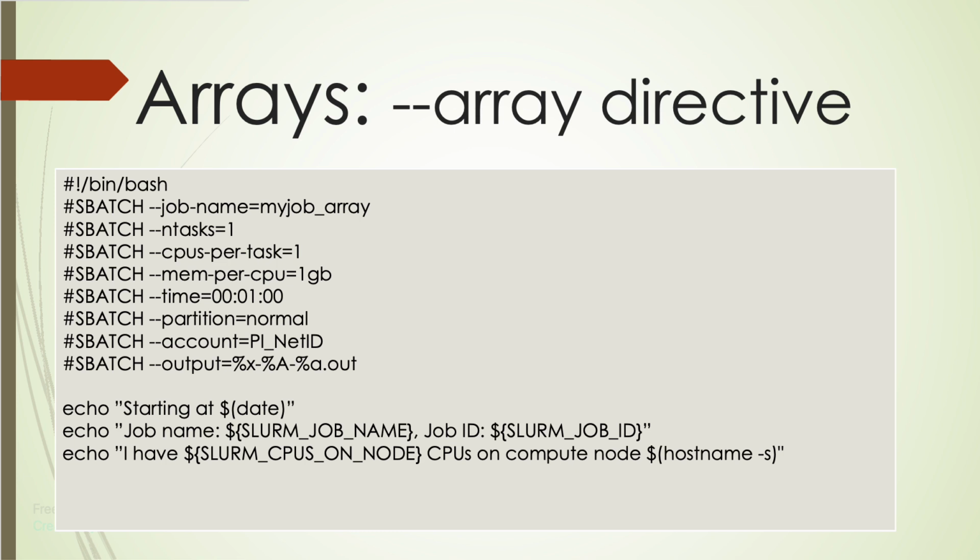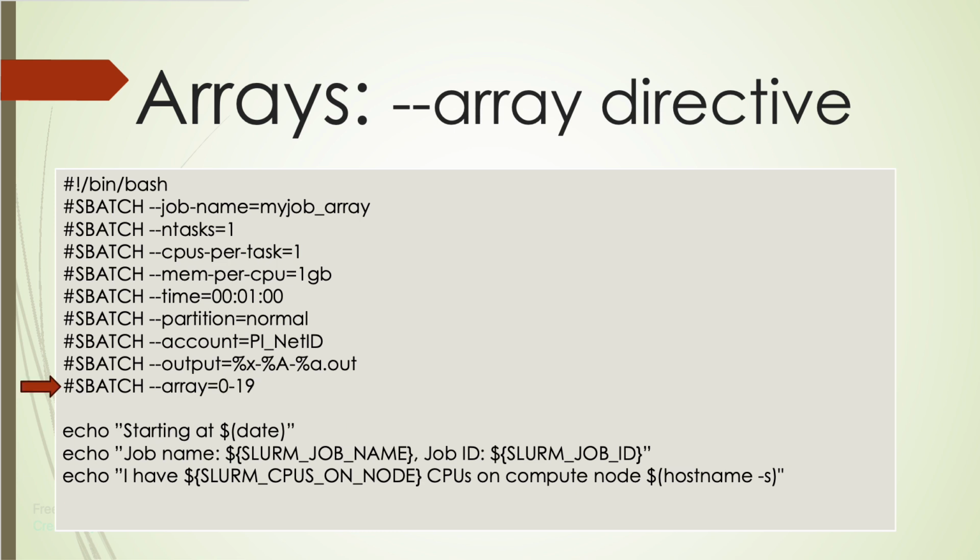Now we can add the most important, the array directive. This can be done in a few different ways. If we want to run the script on all 20 subjects, we will just write --array equal 0-19. Remember that in many programming languages, including Bash, array indexes start with 0 and not with 1. So if we have 20 subjects, the indexes of the array will go from 0 to 19 instead of 1 to 20.